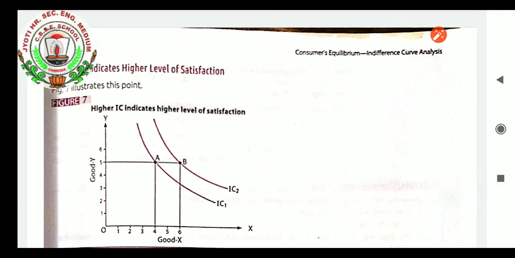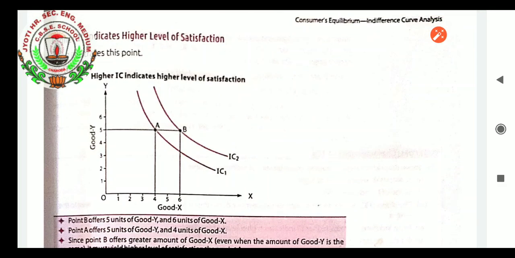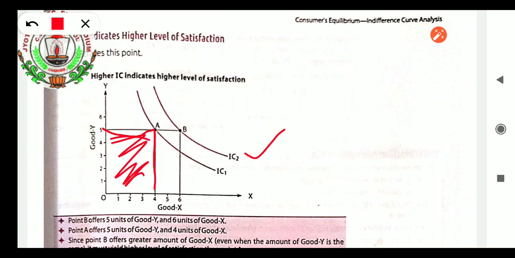A higher IC indicates a higher level of satisfaction. There is no confusion, because the more resources are provided, the more people want to consume, and then the satisfaction level also increases. That is what is shown here, for example, where two ICs have been drawn. Which IC gives the highest satisfaction? That is IC2, because it is higher than IC1. And here, what is the first set of data? IC1 has good Y consumed as 5, and good X consumed as 4. So when it is consumed there, it is the IC which is drawn.